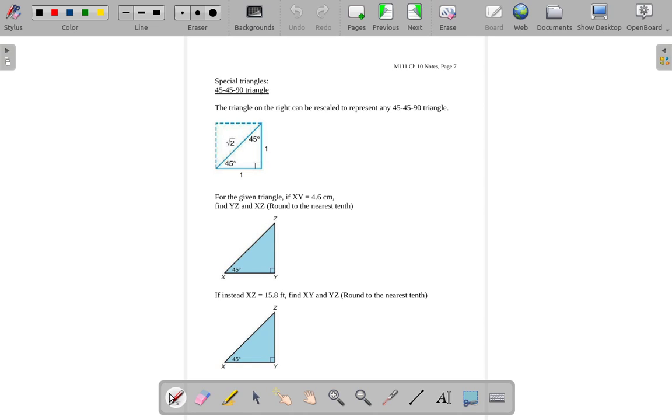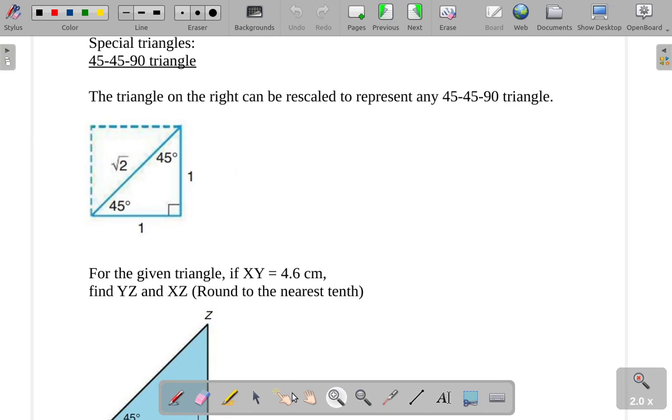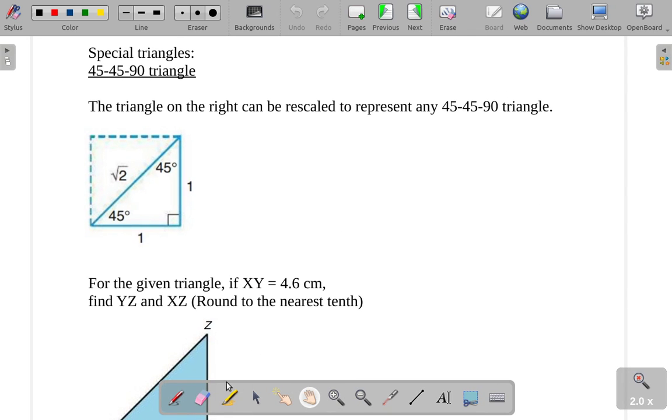There are some special triangles that we end up seeing, and they're worth noting. By special triangles, I mean triangles where certain things end up happening. The first triangle is a 45, 45, 90 triangle. In this triangle, where we have a 90-degree angle and two 45-degree angles, you can see the two legs of this right triangle are the same length.